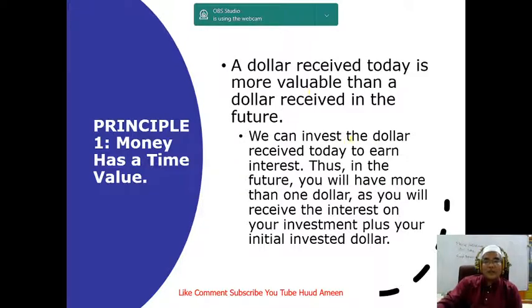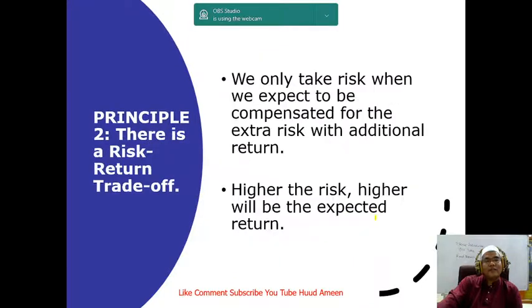So, if you deposit $1 to the bank, next year the $1 will have more than $1, probably 1 ringgit and 10 cents, as you will receive the interest on your investment plus your initial investment. So this is principle one, money has a time value.